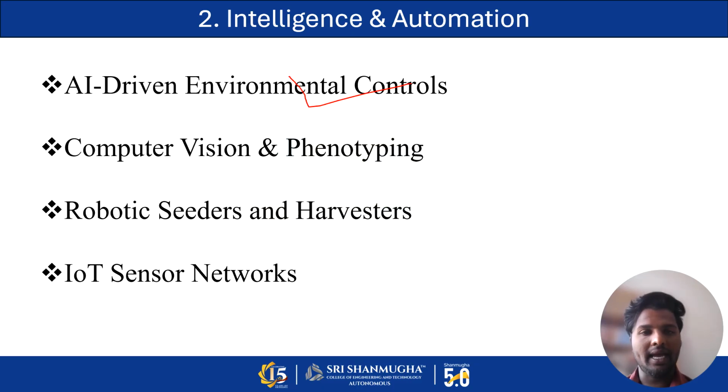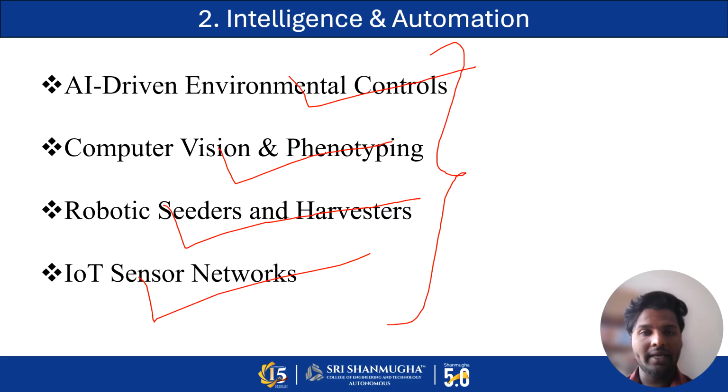First one is AI-driven environmental controls, which help to control the environment suitable for plant growth in our urban areas and our homes. Then second is computer vision and phenotyping. The third one is robotic seeders and harvesters. And the fourth one is IoT sensor networks. These are four important technologies used in urban horticulture for various purposes to achieve better growth of the plant. Okay, we can see each technology in an elaborate way.